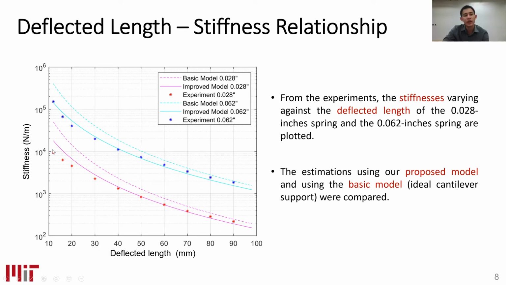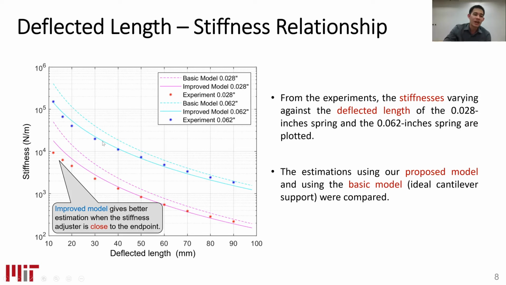So when we plot the stiffness varying against the deflected length, here the stiffness is plotted in log scale, and we have two different thicknesses of the spring, 0.028 and 0.062 inch. And we have the experimental data plotted with the basic model with the ideal cantilever support and our proposed model considering the non-zero slope. We can see that at the extreme deflection in the high stiffness region, our proposed model can provide better estimation than the basic model shown by the dashed line.